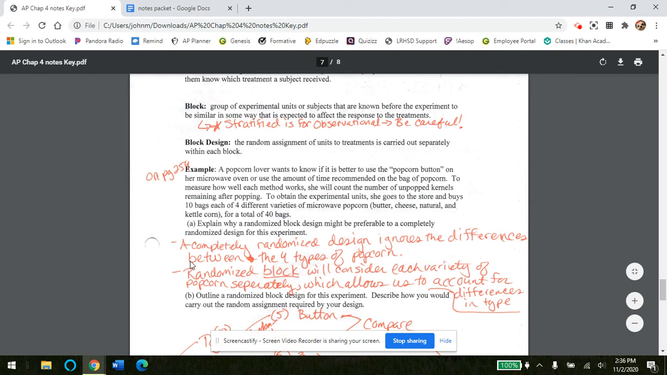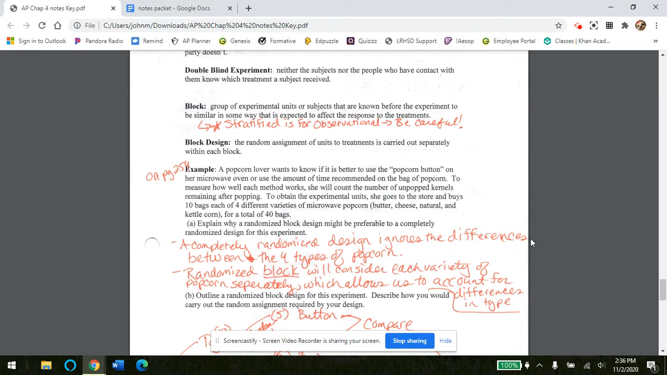So I had written it this way: a completely randomized design ignores the differences between the 4 types of popcorn. Randomized block will consider each variety of popcorn separately, which allows us to account for differences in type. Maybe with cheese it works well and with natural it doesn't.